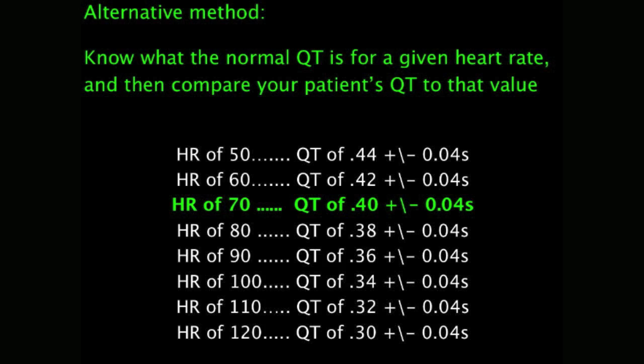Example: if you measure a QT interval of 0.4 seconds on your patient that has a heart rate of 120, would this be normal? If the heart rate is 120, you would expect the QT interval to be 0.3 seconds plus or minus 0.04 seconds, so anywhere between 0.26 and 0.34 seconds. This patient thus has a prolonged QT because 0.4 seconds is outside this range.